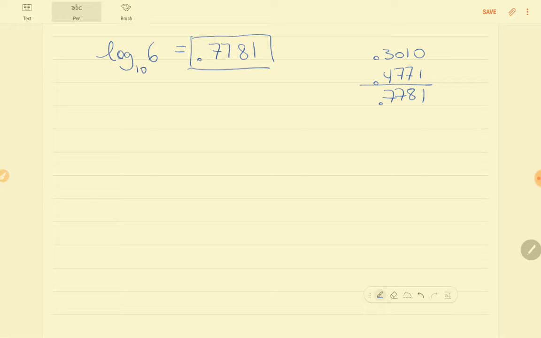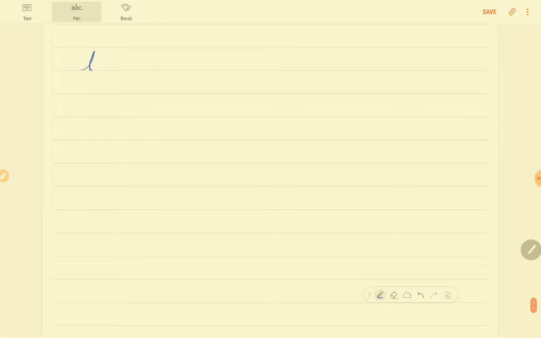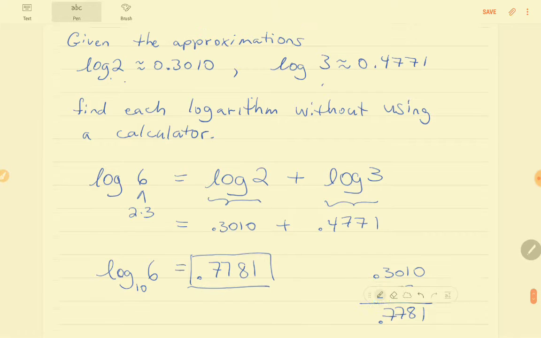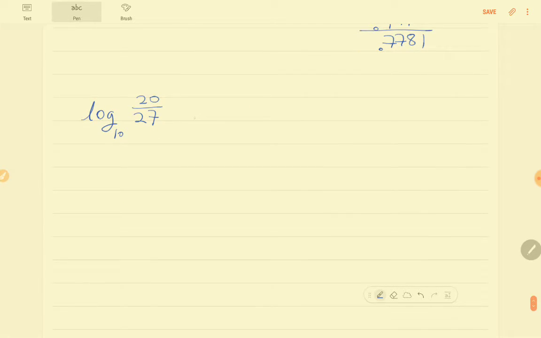Okay, so let's do another one. Let's do log base 10 of 20 over 27. Again, we don't need the 10 there, but I'll put it anyways. And what were my two approximations again? I had log of 2 and log of 3. So can I do anything with log of 2 and log of 3? Well, let's first just try expanding to log 20 minus log 27, using the quotient rule because I've got a quotient, so I can rewrite that as the difference of two logarithms. They're both base 10.